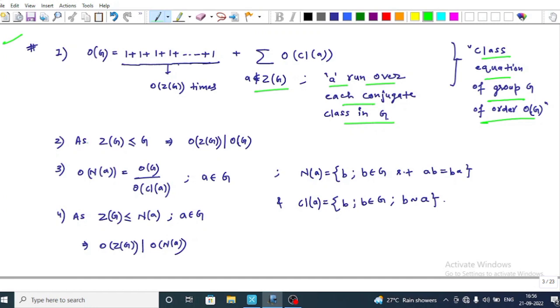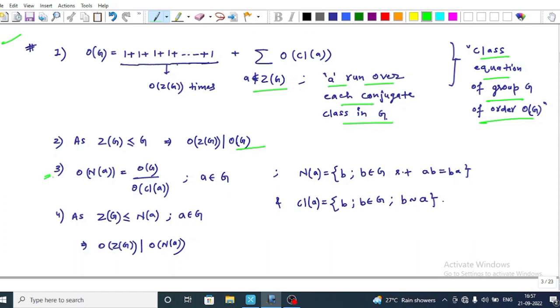Now result second: as we know, Z(G), that is the center of the group, is a subgroup of G. Then by using Lagrange theorem, order of Z(G) divides order of G. Result third: order of N(a) equals order of G upon order of conjugate class of a, where a belongs to G.